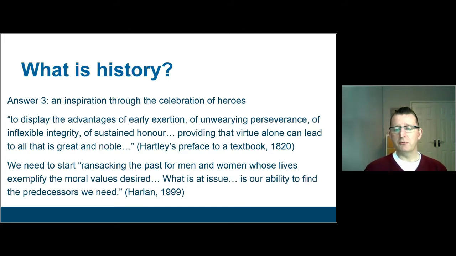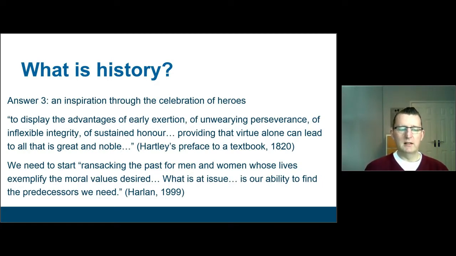So here's an example from a textbook in 1820, where the author of the textbook had pulled together a group of characters from history. He said to display the advantages, this is to children, of early exertion, of unwearying perseverance, of inflexible integrity, of sustained honour. In short, proving that virtue alone can lead to all that is great and noble.